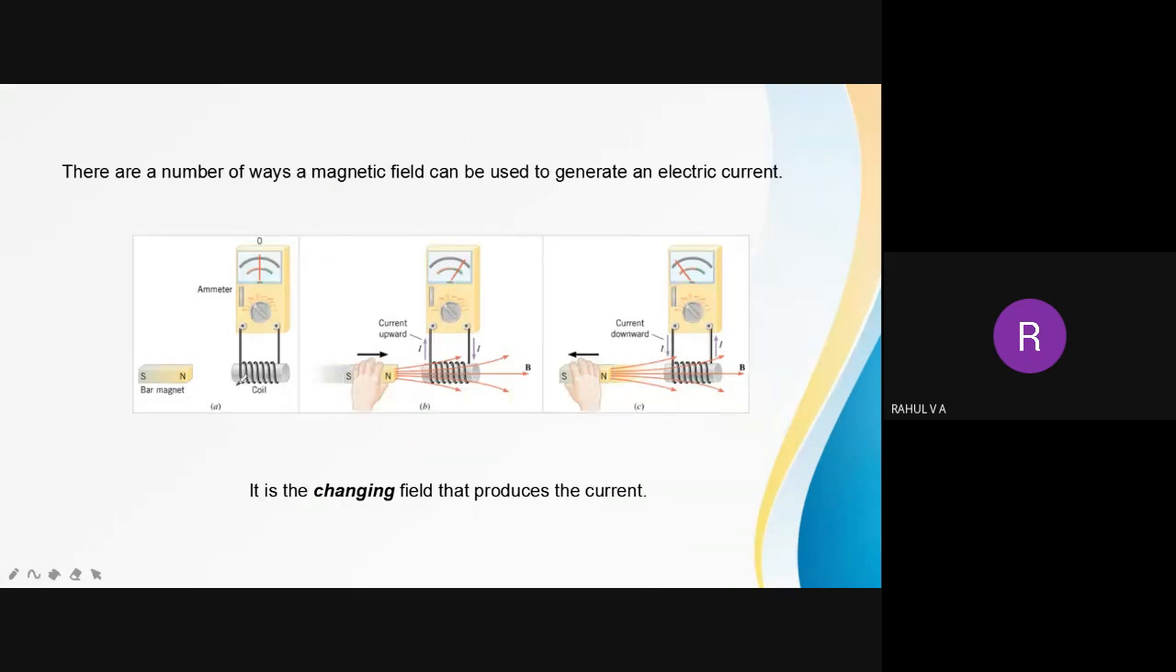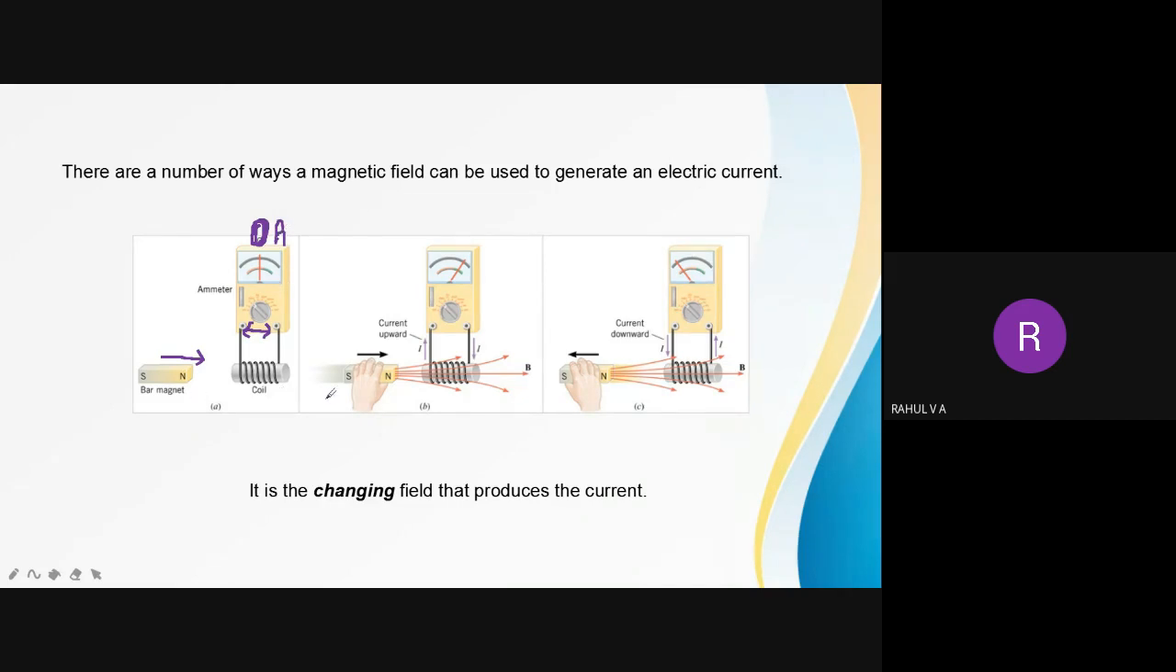There is a coil. The coil is wound on a cylindrical object, maybe a pipe or something. Then I am moving this magnet. Initially you just observe that there is an ammeter connected across the two terminals of this coil, and the ammeter reading shows 0 volt, or sorry, 0 volt is not voltage, it is ampere. 0 ampere.